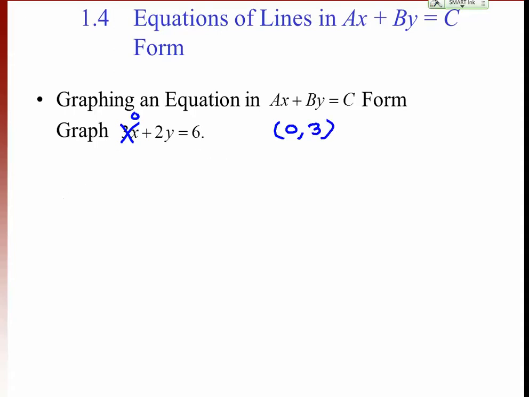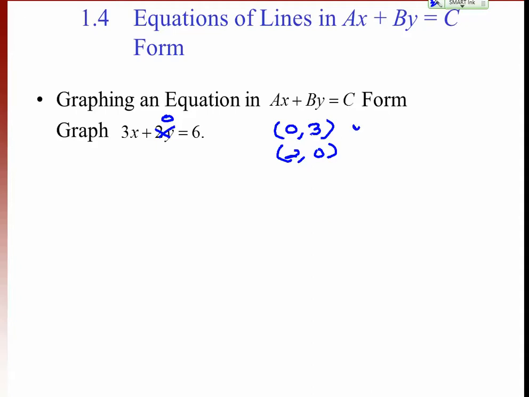If we do the same thing and make the y 0, so this term goes away, then you get 3 times x equals 6. So I know that the y number is 0. So the x number must be 3 times what equals 6? Well, 2. Okay.